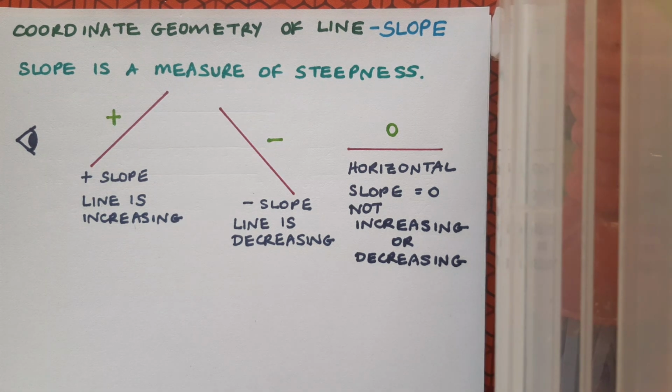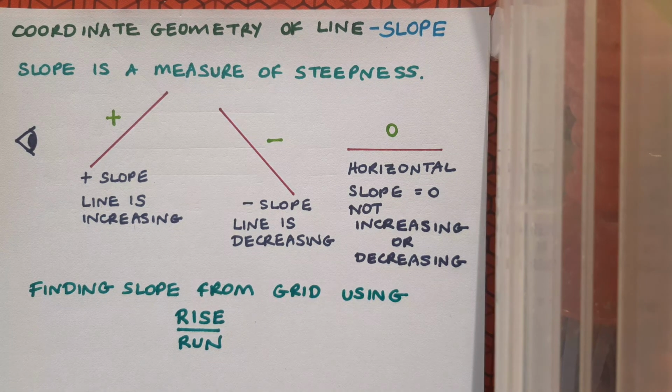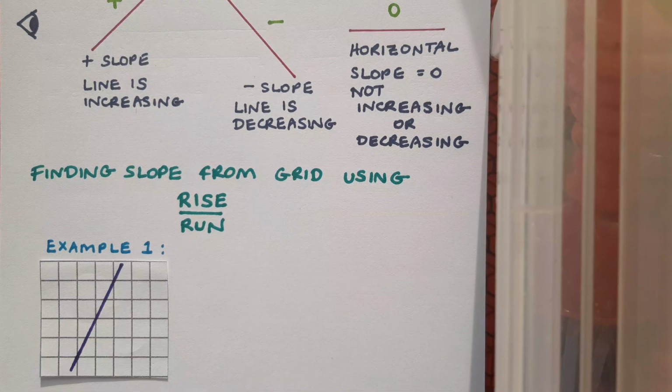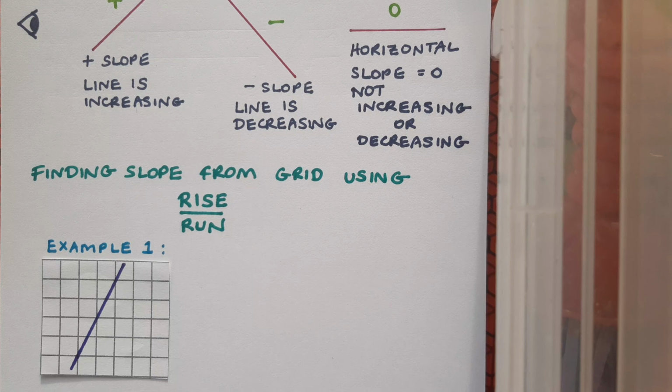There are a couple of different ways of calculating slope. And the first one that we're going to look at is finding the slope from a grid using rise over run. So let's look at an example. Here I have a line on a grid and I want to find its slope. The first thing I want to do is identify some point that's on the line and is at a corner of one of the boxes of the grid. There's a couple of options here for that, and I want to pick 2 such points.